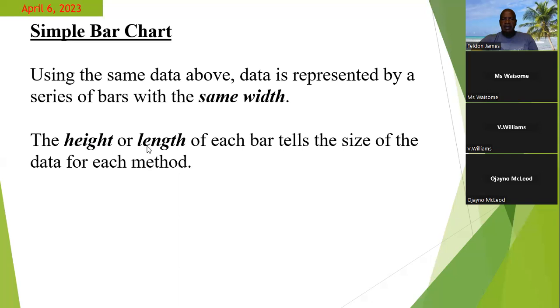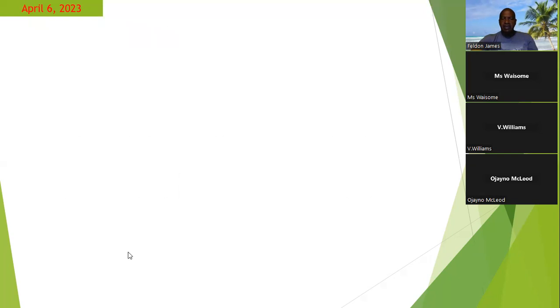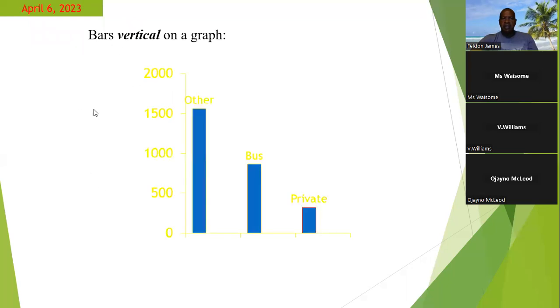So the height or length of each bar tells you the size of the data. So all we are doing now is drawing different bars, individual bars, measuring their heights, and that height will give you the representation of the data. So the bar can be vertical or it can be horizontal.